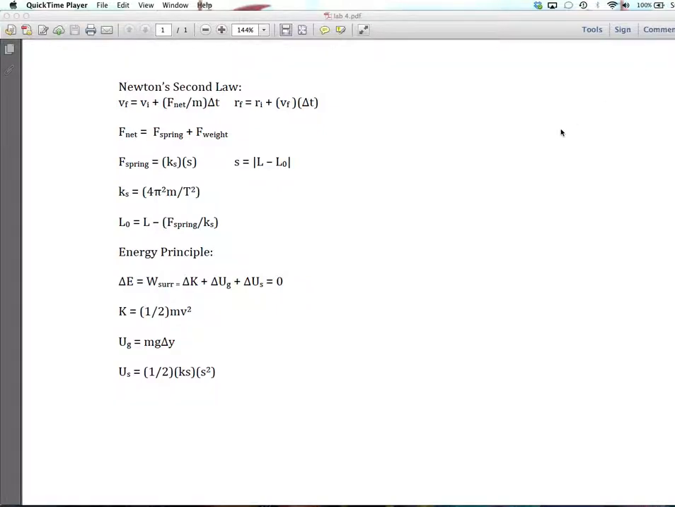For this lab, we were given a video of a spring mass system moving in two directions and asked to use Newton's second law and the energy principle to construct a model of the motion.